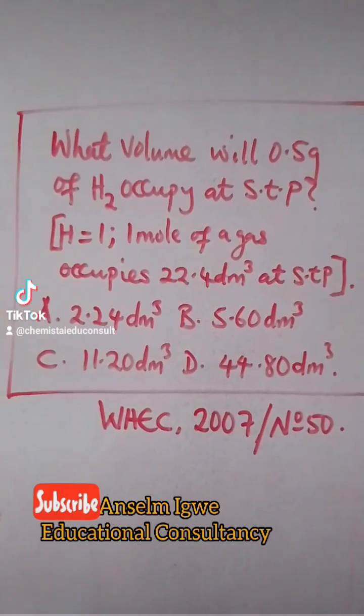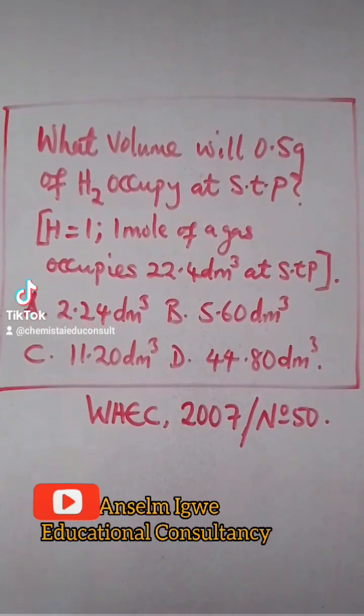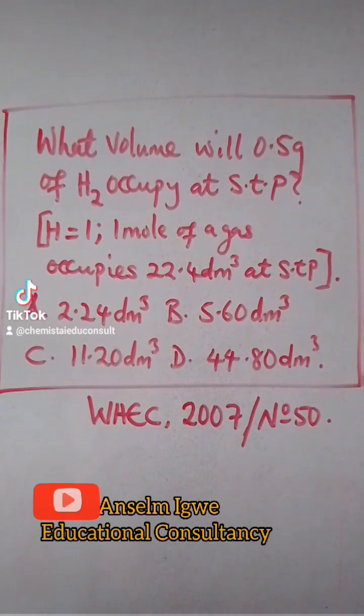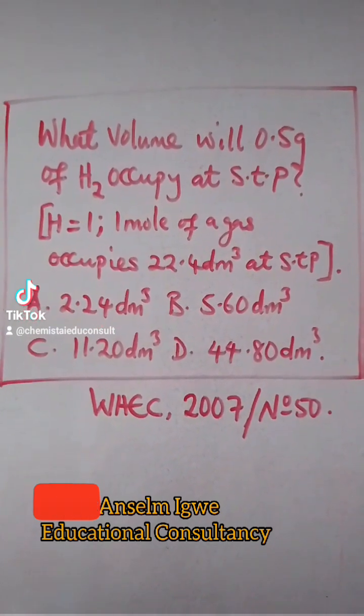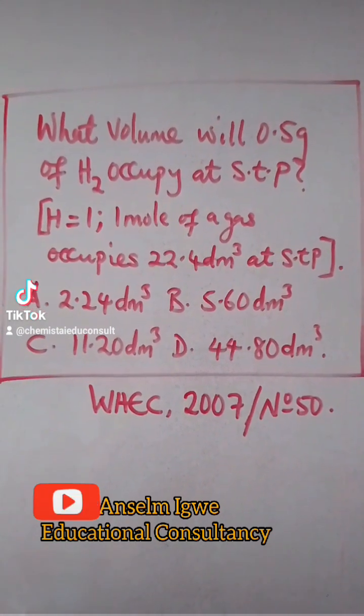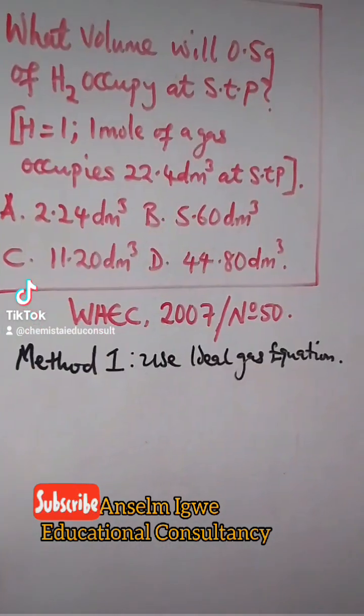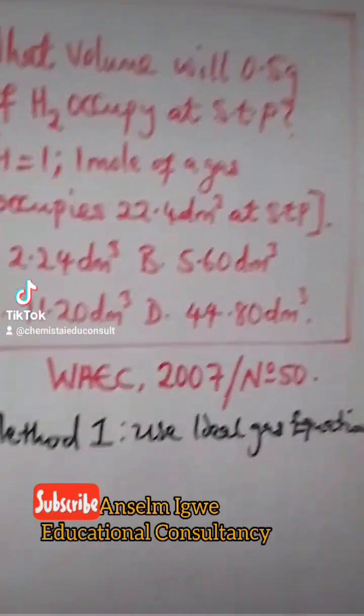What volume will 0.5 gram of hydrogen gas occupy at STP, standard temperature and pressure? The atomic mass of hydrogen is given as 1. 1 mole of any gas occupies 22.4 dm cube at STP. We have two methods we can use to solve this.